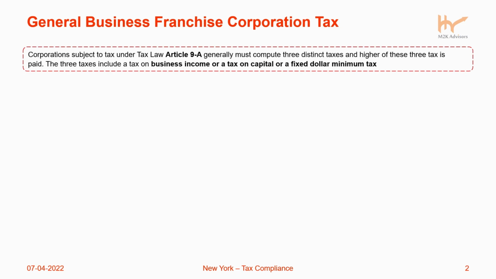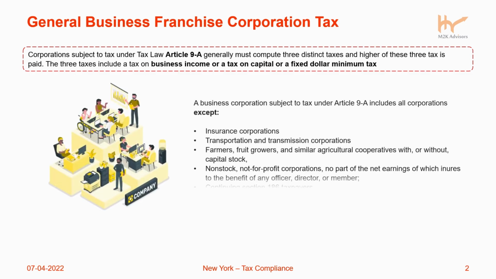tax is paid. The 3 taxes include a tax on business income, or a tax on capital, or a fixed dollar minimum tax. A business corporation subject to tax under Article 9A includes all corporations except insurance corporations, transportation and transmission corporations, farmers, fruit growers, and similar agricultural cooperatives with, or without, capital stock.